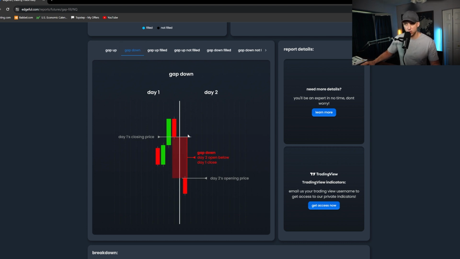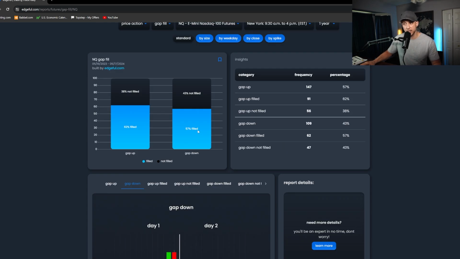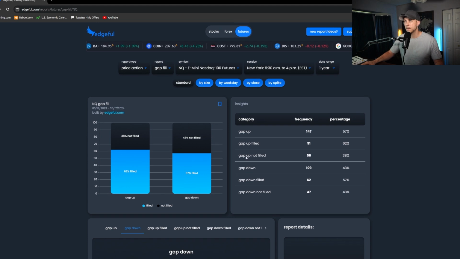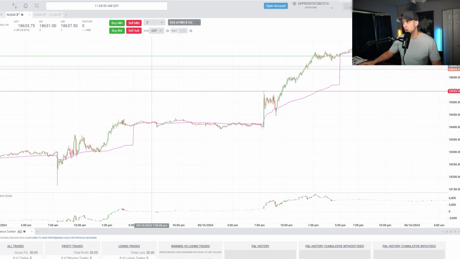This is what a gap down looks like. Okay, this was previous day's close. This is the next day's open. We see they have a gap down. This might get filled, right? And we know that 57% of the time, a gap down will get filled, where it will come up, fill this gap, and then continue the trend, or it will completely reverse, right? So using the data from EDGEFUL here, I know that I can anticipate that 62% of the time, this gap up that we're seeing is going to get filled where it'll come down before it continues the trend in that direction.